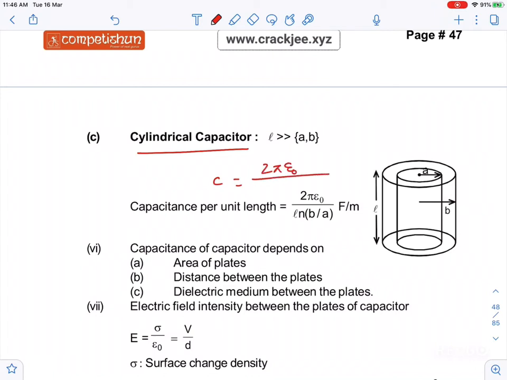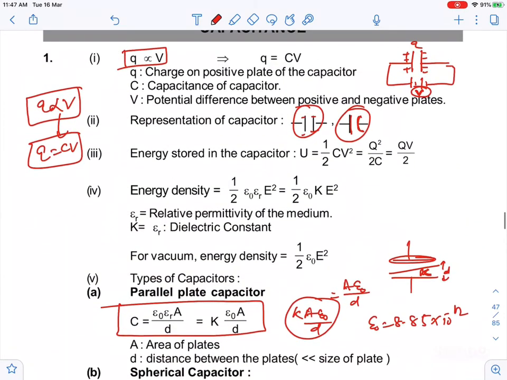For a cylindrical capacitor, you can write capacitance per unit length as 2 pi epsilon naught by ln of b, which is the outer radius of the cylinder, upon a. Because the log value cannot be negative, you cannot take smaller by larger. This you have to keep in mind. So this is capacitance per unit length. Capacitance multiplied by the length gives the total capacitance.